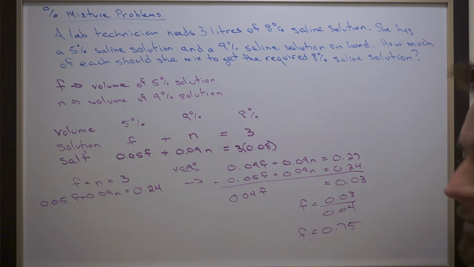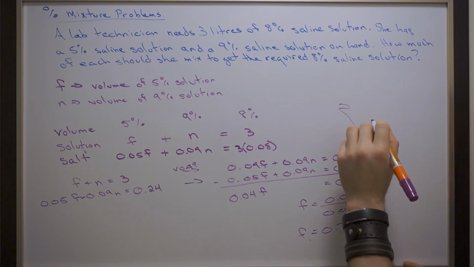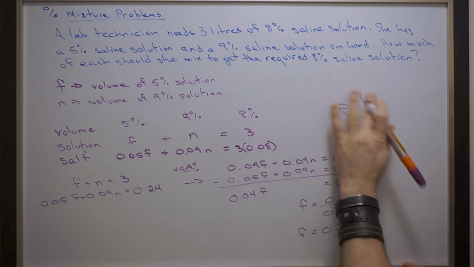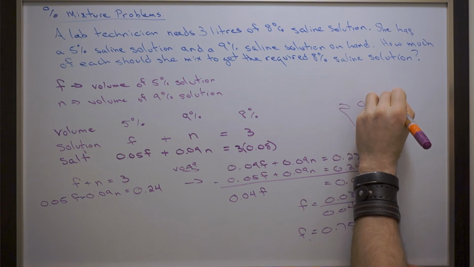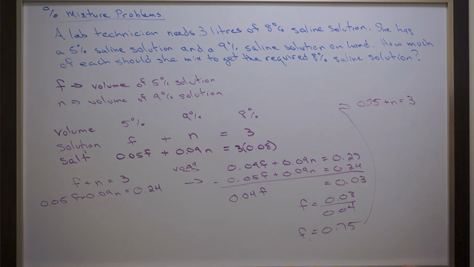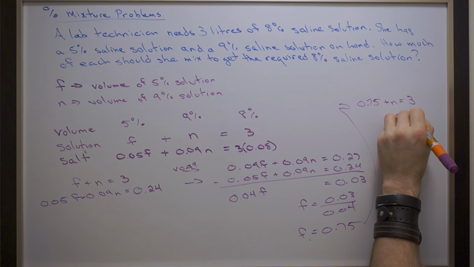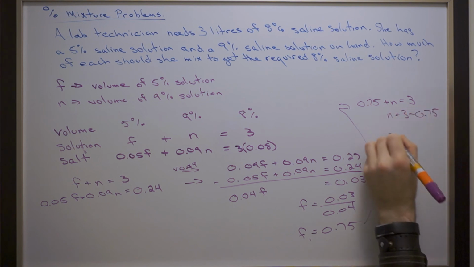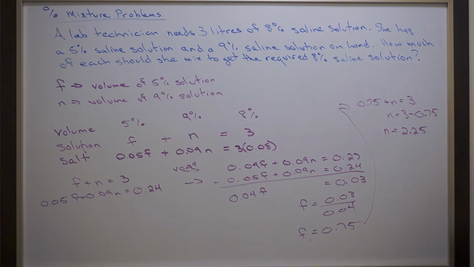So we have 3/4 of a liter of the 5% solution, and then we just substitute this into the original equation to solve for the amount of 9% solution. Using that up here, we have 0.75 plus n equals 3. If we solve that, n equals 3 minus 0.75, or n equals 2.25. So we have 2.25 liters of the 9% solution.